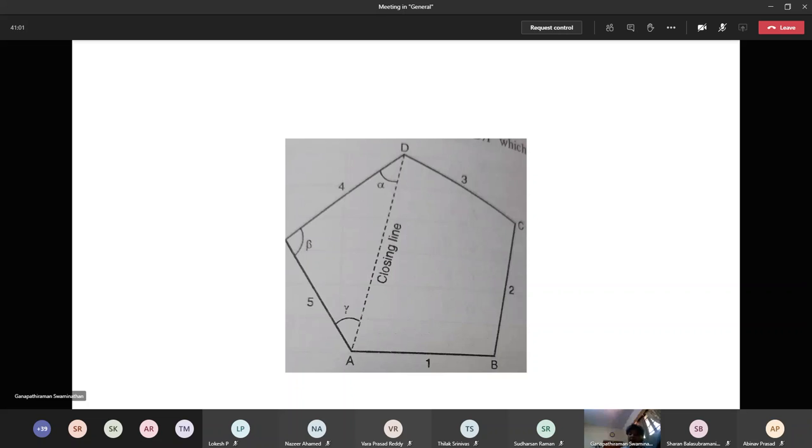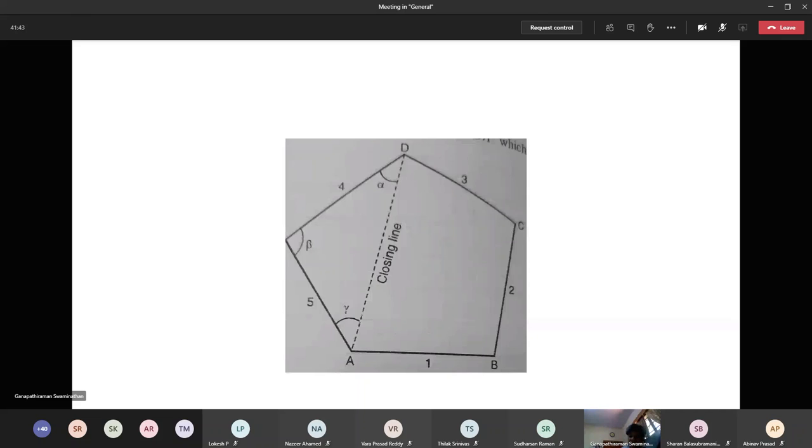So you got 1, 2, 3, 4, 5. You have not measured the length of DE. You have not measured the bearing of EA. Right. Now you look at the figure and try to solve the problem. How will you solve the problem? At least one. Okay, what I will do is I will join AD.